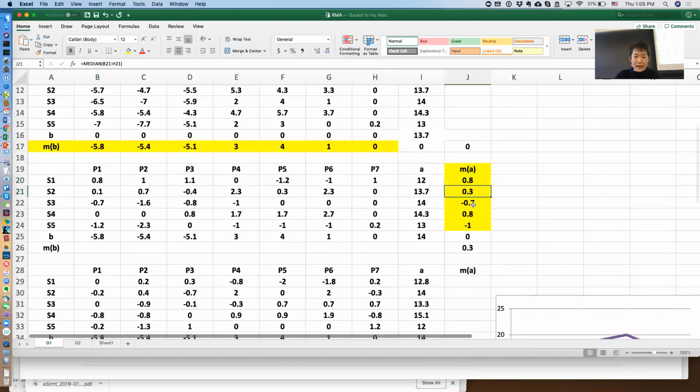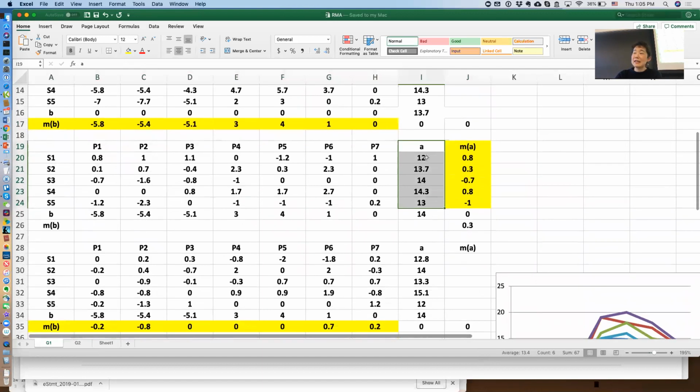This is the median for the second, the median for the third. And we are going to add this value to the original expression index estimate. So remember previously the expression index is 12, but now we adjusted a little bit more. We give it another 0.8. Previously this gene is expressed at 13.7, but plus another 0.3, now it's expressed at 14.